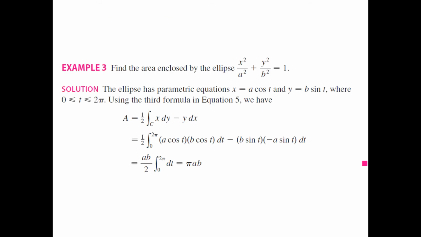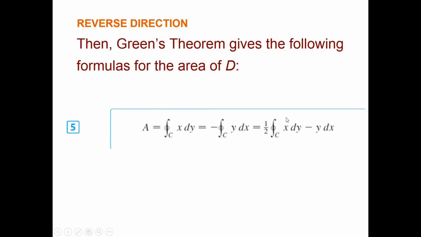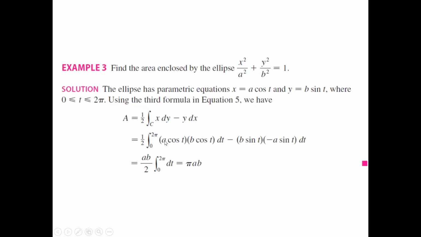So find the area enclosed by the ellipse x squared over a squared plus y squared over b squared equal to 1. Now the ellipse has the parametric equation x is equal to a cos t, y is equal to b sin t, where t lies between 0 and 2 pi. So using the third formula in equation 5, we have A is equal to 1 over 2 integral of x dy minus y dx. So C is actually this ellipse, and we have to find the area enclosed by it.